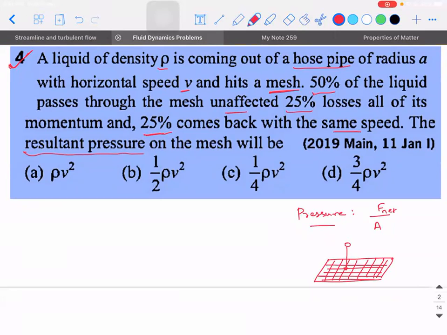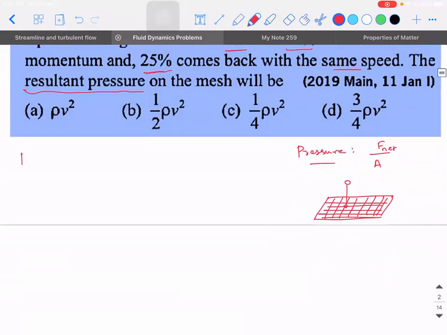Right? So when force is going to be the rate of change of linear momentum, what is the force exerted by the 50% of the liquid that is going undeflected? So force, observe how I'm going to write. Right. So what is the force that is acting? Force is the rate of change of linear momentum.